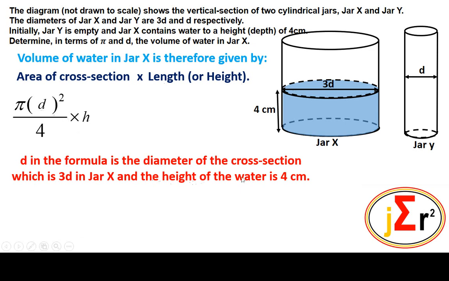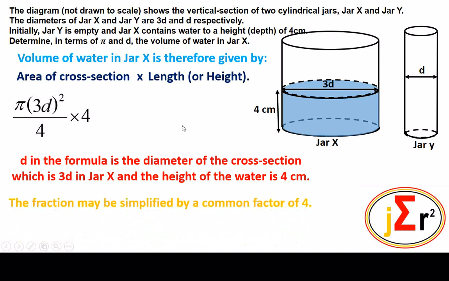Also, the height of the water is given as 4 centimeters. Those values will therefore be substituted right into the equation that we have right there. There is your substitution. After substitution, we will do any form of simplification in order to write the volume of water in jar X in terms of pi and d.